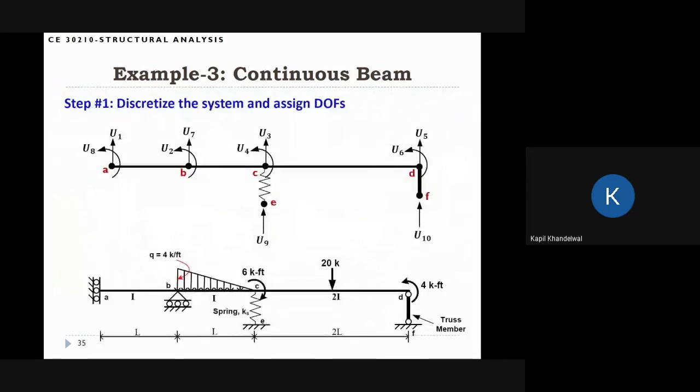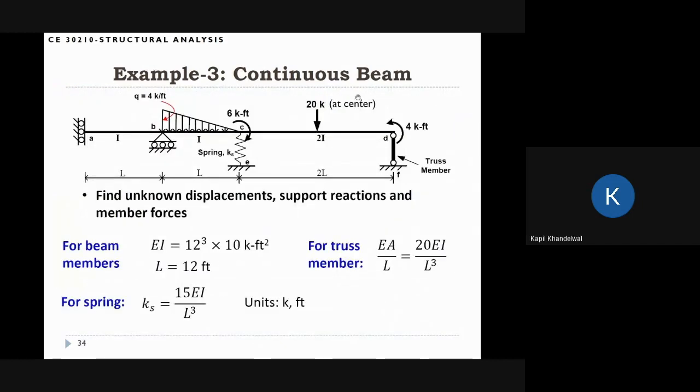So if I look at this problem, what's happening here? I have applied this moment here. What you can think is that this moment is not resisted by this truss member, because a truss member can only resist vertical forces. It cannot resist any kind of moment. So this moment is only resisted by this beam member, okay? Only this beam member is providing resistance to this moment.